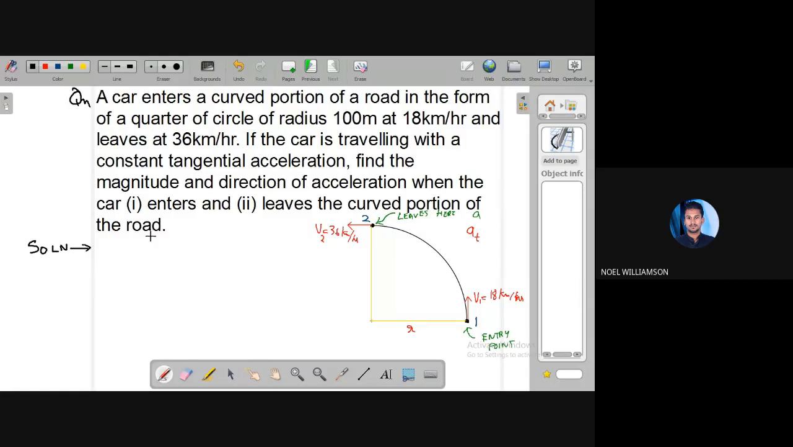First of all, the radius r is given, 100 meters. Then the velocity at the entry point, that is v1, is 18 kilometer per hour. In order to make it into meter per second, 18 into 1000 by 3600, that is 5 meter per second.